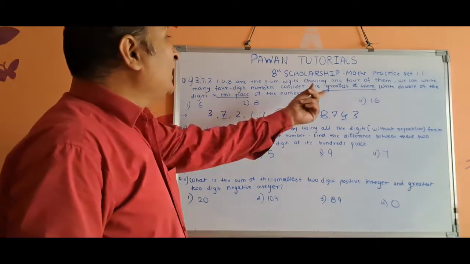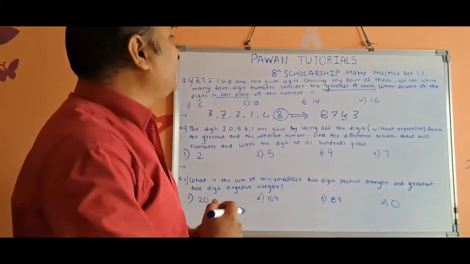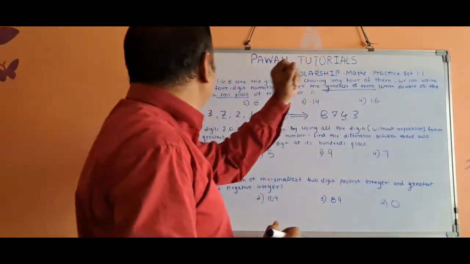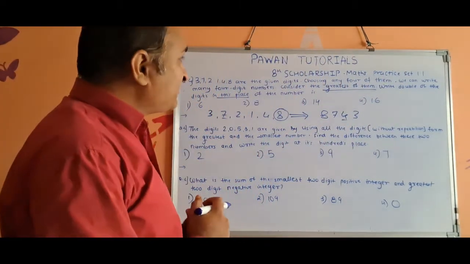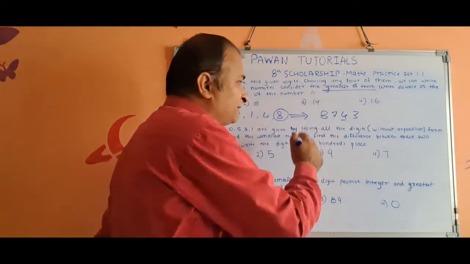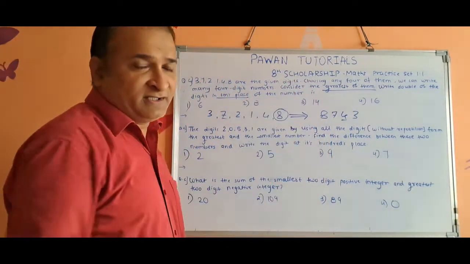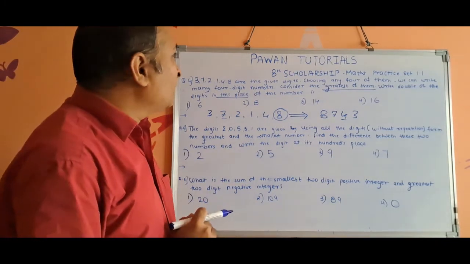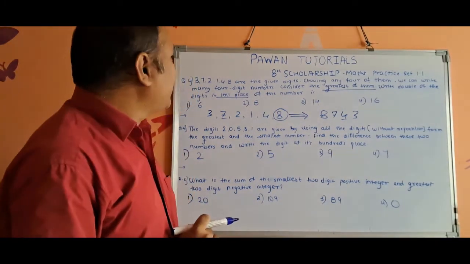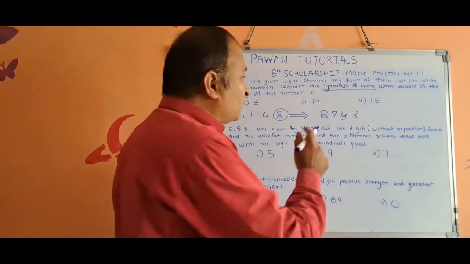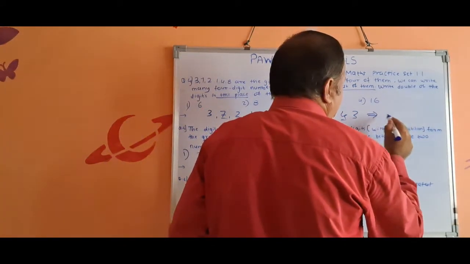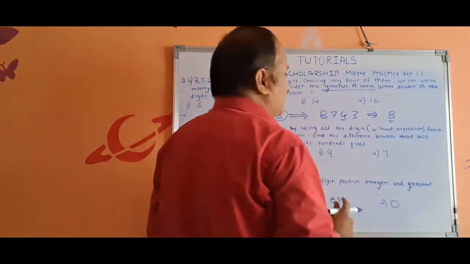We have to double it. Look at this: write double of the digit in the tens place. So at the tens place, in the number 8743, we have digit 4. Tens place, digit 4. So what is double of 4? Double means it is 8. So 8 is there.